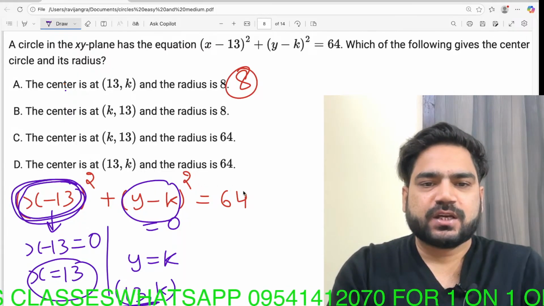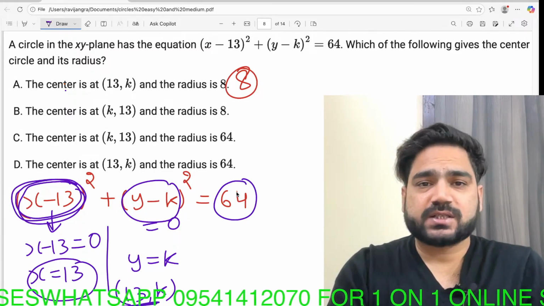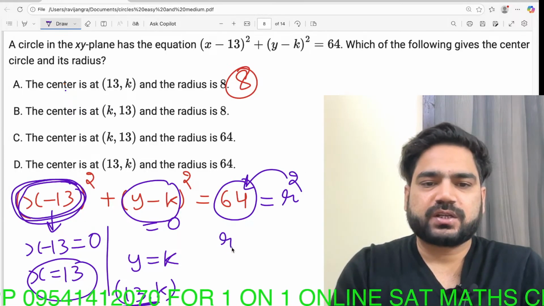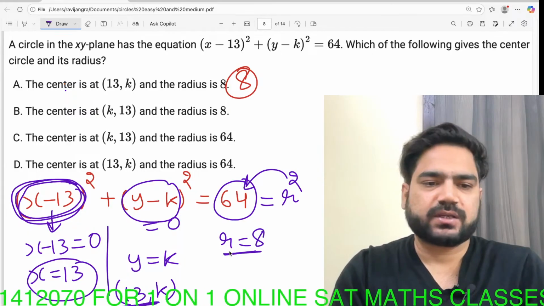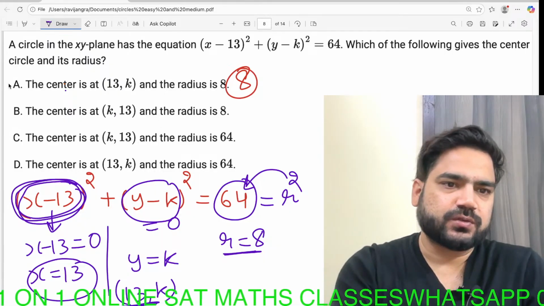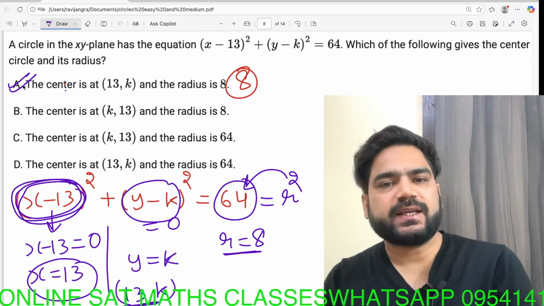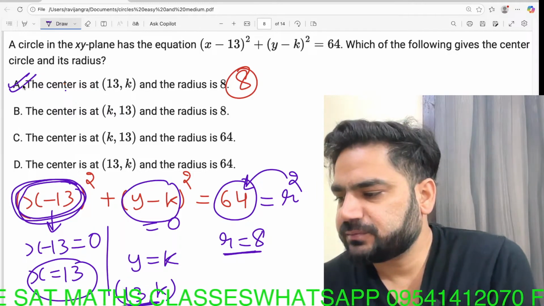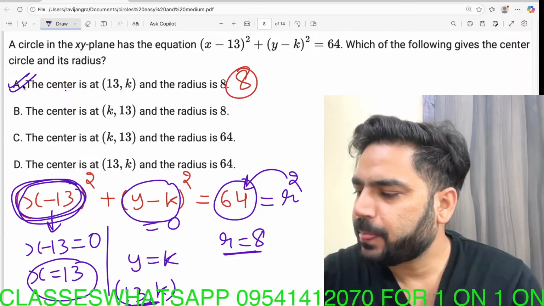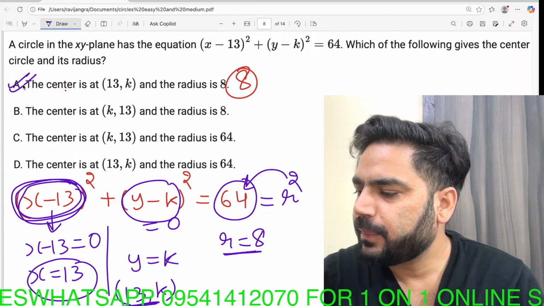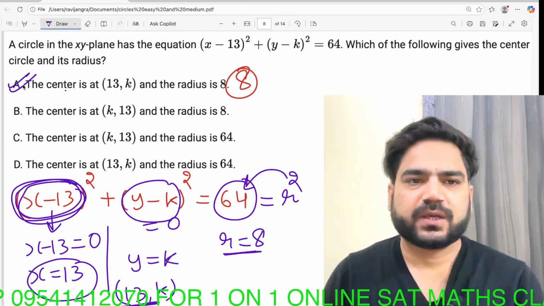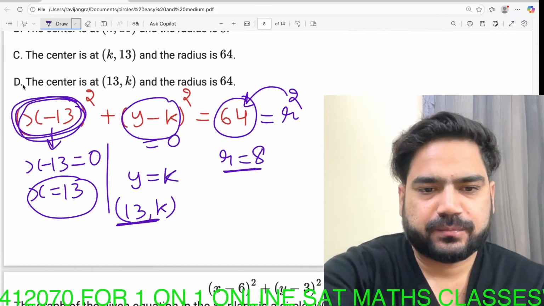And how to find the radius? This number is not the radius, it is equal to radius square. If radius square is 64, then the radius will be 8. So the center is (13, k) and the radius is 8, which is given in option A. So option A is correct. Very easily we can solve these questions. Okay, moving on.